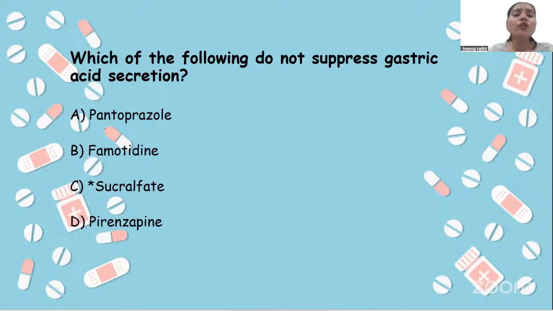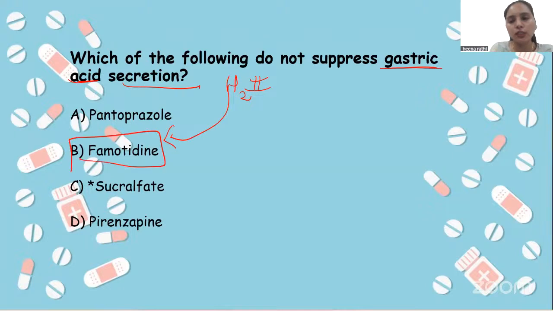Next: which of the following does not suppress gastric acid secretion? We want to suppress gastric acid secretion in the case of ulcers. There are a number of drugs used for this. First is the H2 blocker. H2 blockers were the first drugs used to reduce gastric acid secretion, like famotidine, ranitidine, cimetidine.